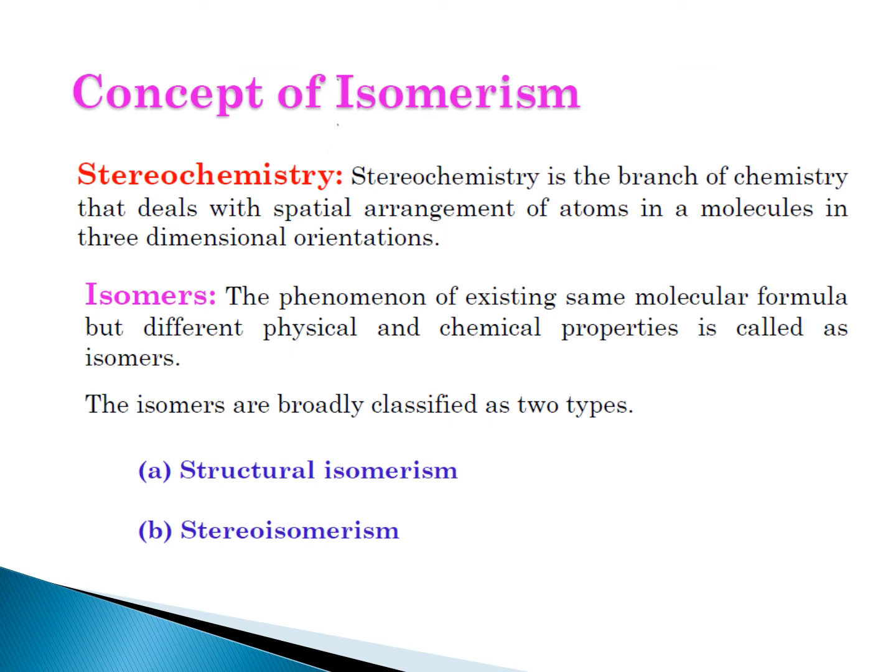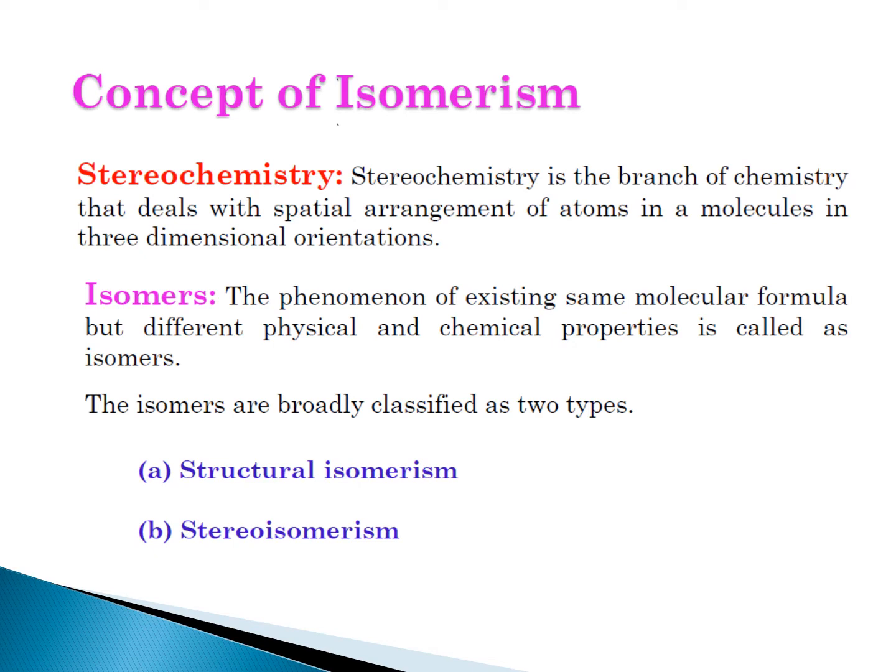The concepts are hybridization, projection formula, conformational isomerism, optical isomerism, and geometrical isomerism. First of all, I am going to discuss the concept of isomerism. As we know, stereochemistry is the branch of chemistry that deals with the spatial arrangement of atoms in a molecule in three-dimensional state. Before discussing stereochemistry, we should know the isomers.